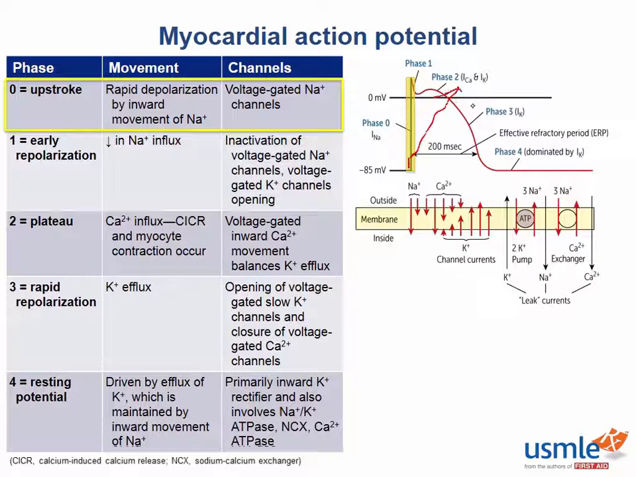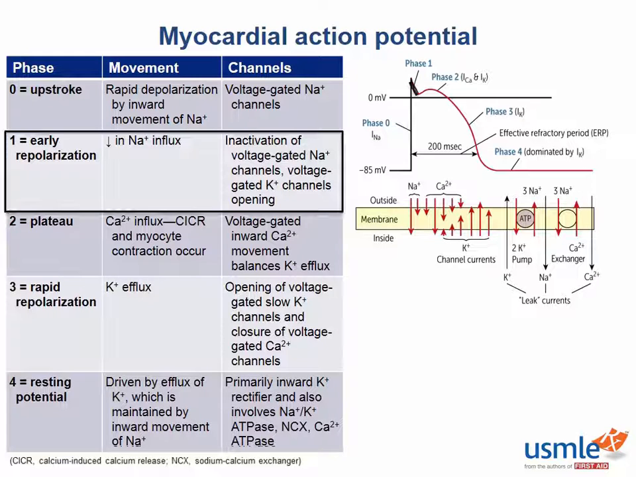To decrease the slope of your phase zero, increasing the duration of your action potential and working as an antiarrhythmic. So after the cell is sufficiently depolarized, potassium channels open in response, and there's a quick outflow of potassium as well as a decrease in sodium influx, and this is known as phase 1 or early repolarization.